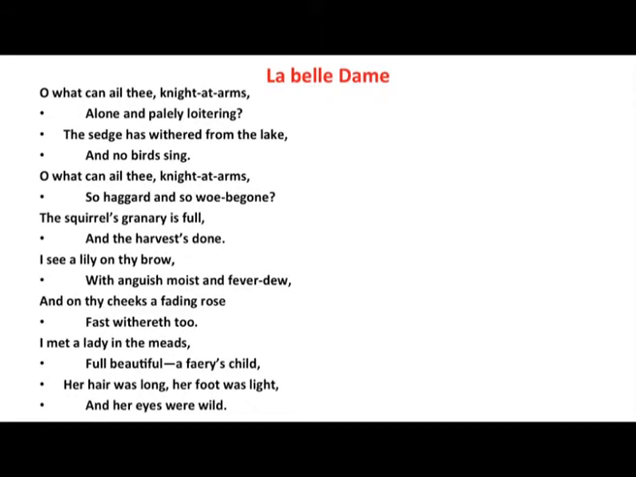I see a lily on thy brow, with anguish moist and fever dew, and on thy cheeks a fading rose fast withereth too. I met a lady in the meads, full beautiful, a faery's child. Her hair was long, her foot was light, and her eyes were wild. Remember these lines.